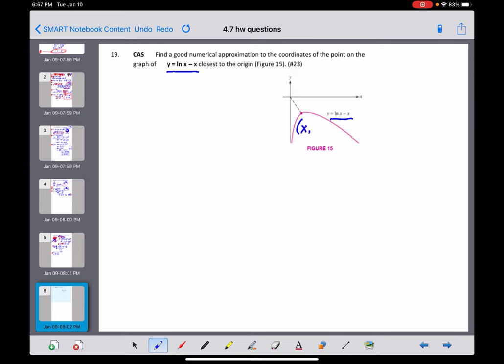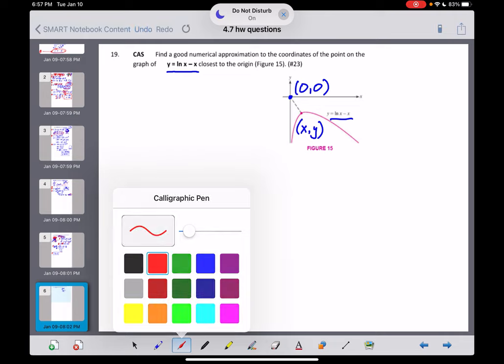So we're going to generically call that the point (x, y), and we're trying to find the minimum possible distance between that and the origin, which is (0, 0). So once again, guys, the key to a problem like this, what I often call a floating dot problem, is that we are going to try to minimize that distance, and we're going to need the distance formula in order to do that.